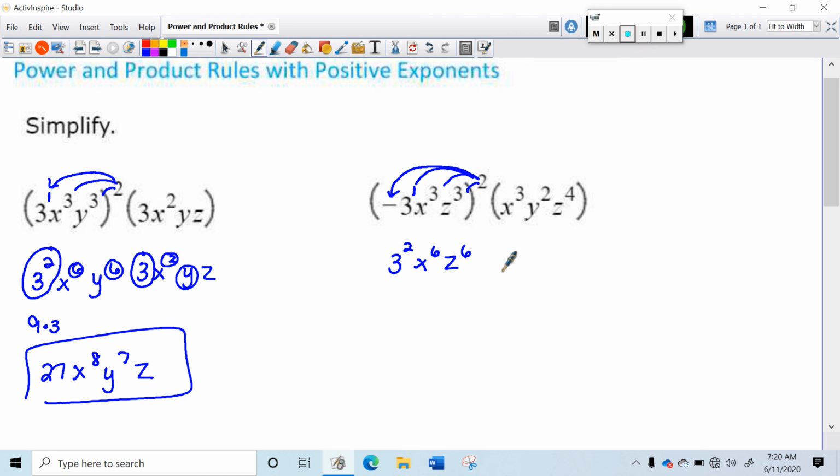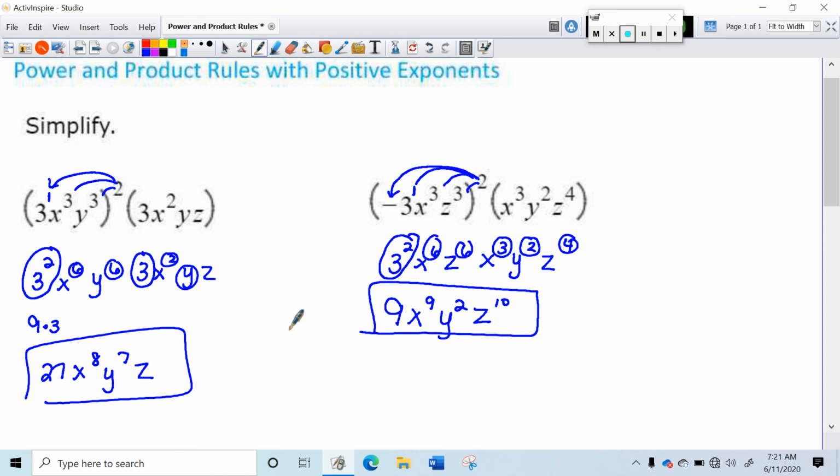This next set of parentheses doesn't have an exponent, so you just write down whatever's inside. Okay, deal with just the numerical part first and then deal with the variables. So 3 squared is 3 times 3, which is 9. For my x's, I have 6 here and 3 here. That's a total of 9 x's. Now I'm going to put these variables in alphabetical order, so I'm going to do the y next. So for my y's, I just have 2. And for my z's, I have 6 and 4. I have 10 z's. So that's the answer to that one.